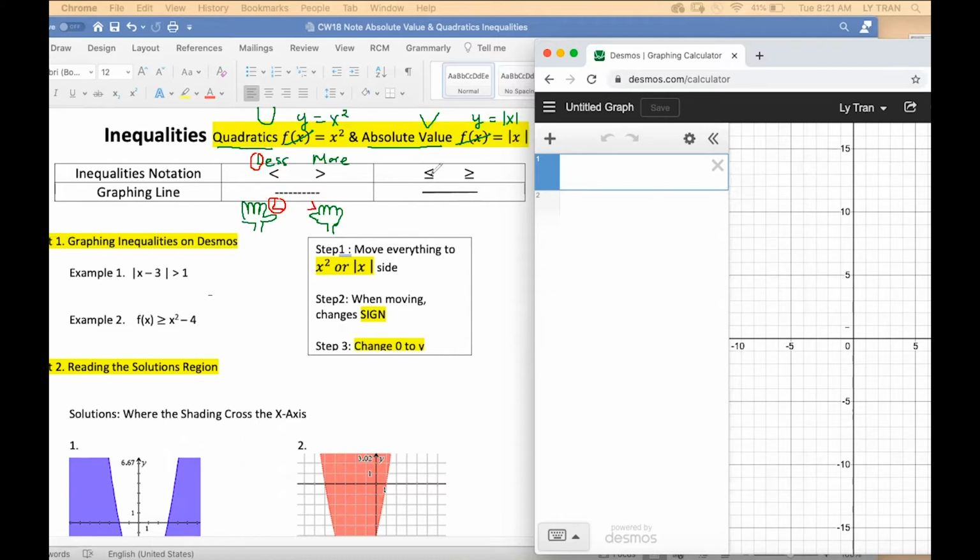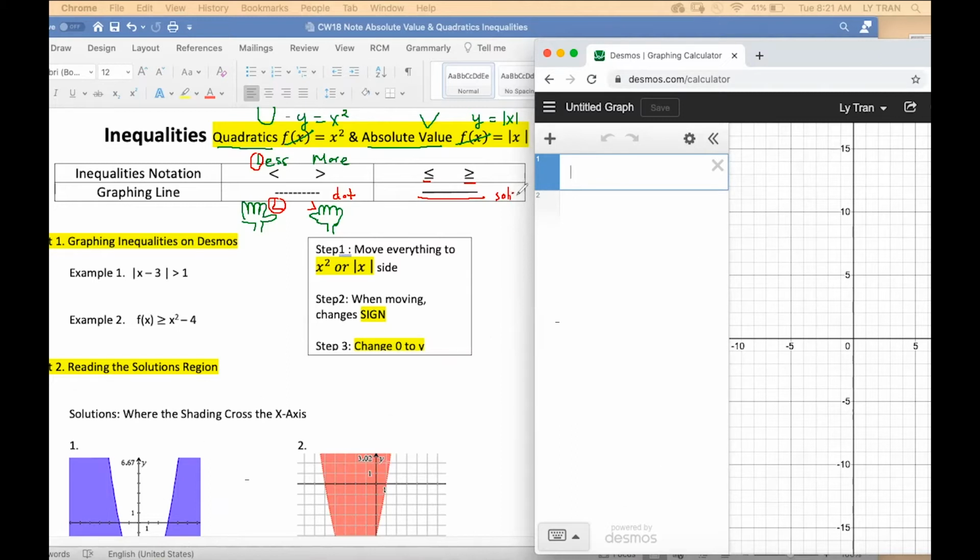We also have less than or equal to, greater than or equal to. The trick is if you have an equal to, then the line is going to be a solid line because you include the point. And if I do not have an equal underneath, then the line is going to be a dotted line. So just keep that in mind. This is going to be dotted and this is going to be a solid line.